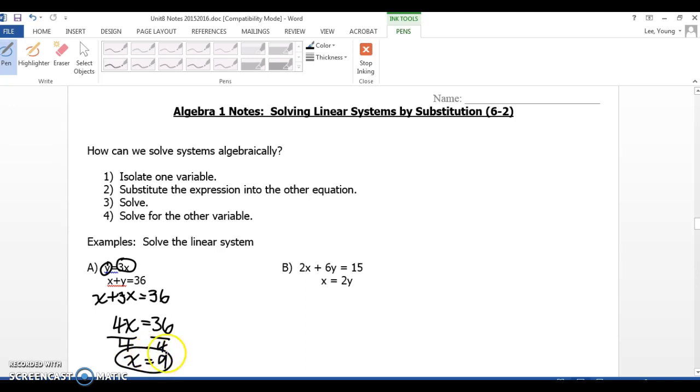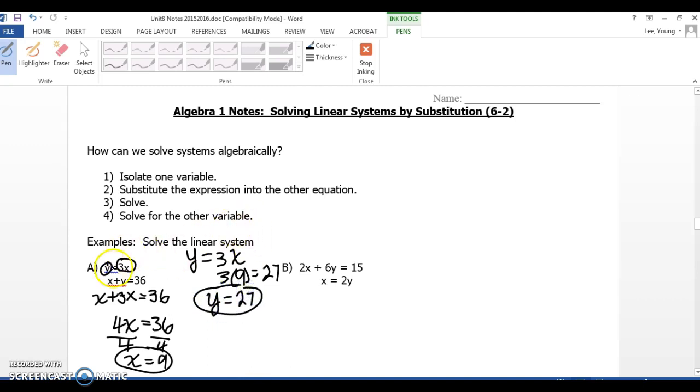Once I get the x value of 9, what do we need to do? I need to go back and plug it in so that I can find the y value. Look, y is equal to 3x. So all you're doing is plugging in 9 for x. 3 times 9 is 27. So x is 9, y is 27.